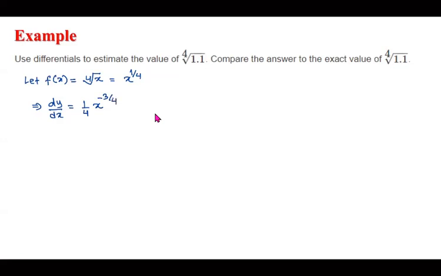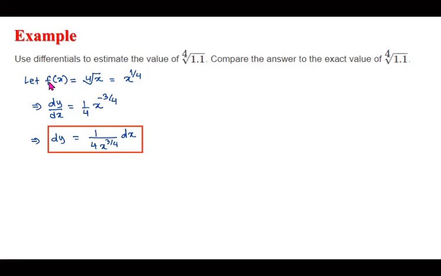And if we multiply on both sides by dx, we get dy equal to 1/4 x raised to negative 3/4. If I want to make the positive exponent, I can take it to the denominator, and I'm multiplying on both sides by dx. So that is the differential notation that we can obtain. Once you obtain the differential notation, we want to find the fourth root of 1.1.